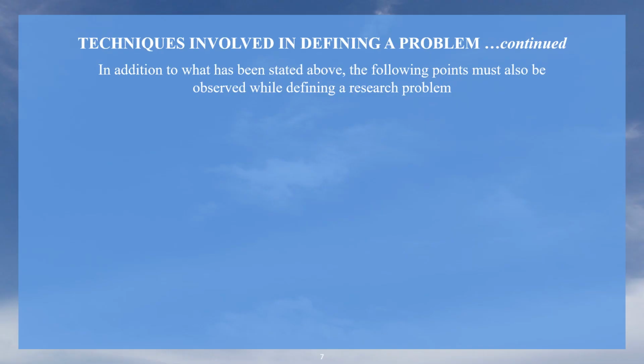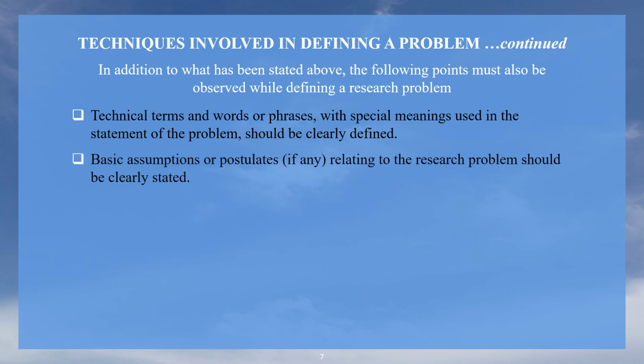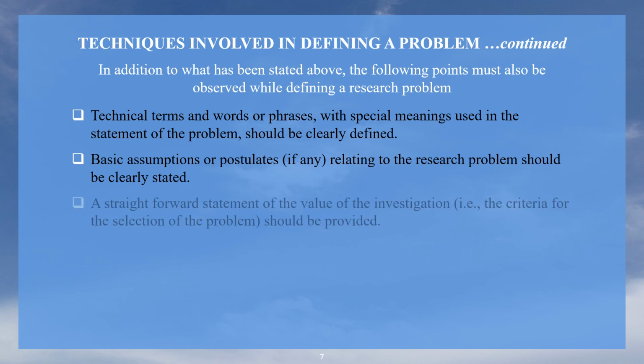In addition to what has been stated above, the following points must also be observed while defining a research problem. First of all, technical terms and words or phrases with special meanings used in the statement of the problem should be clearly defined. Next one, the basic assumptions or postulates, if any, relating to the research problem should be clearly stated. Third one, a straightforward statement of the value of the investigation, that is, the criteria for the selection of the problem should be provided.